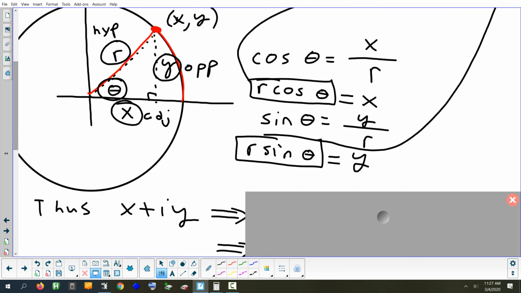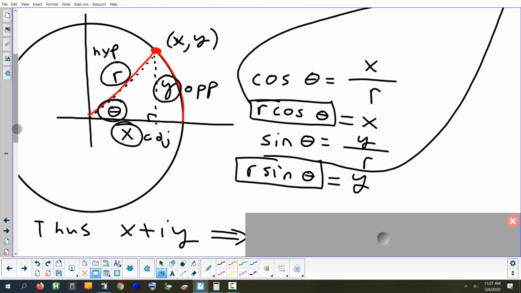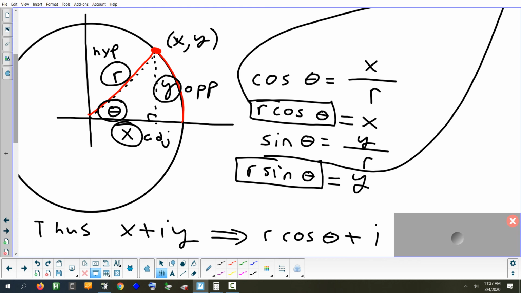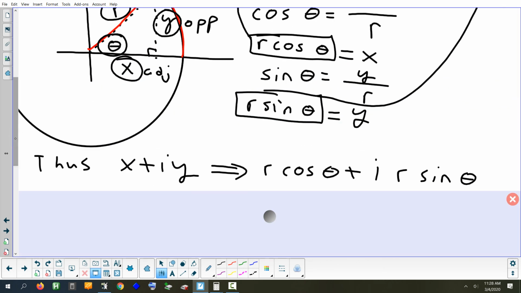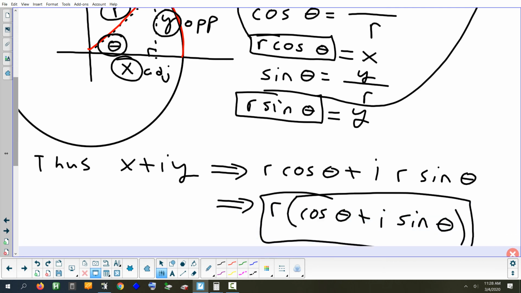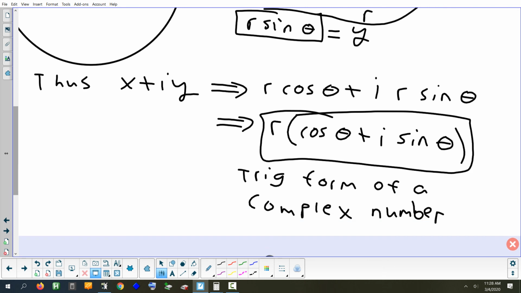All right. So start with x. What am I replacing x with? r cosine theta, plus. The plus and the i stay right where they are. And what are we replacing the y with? r sine theta. So now, look at that. But what do both of those terms have in common in front of the trig function? r, so we can factor it out. And that is what you call the trig form of a complex number. It's r, in parentheses, cosine theta plus i sine theta.